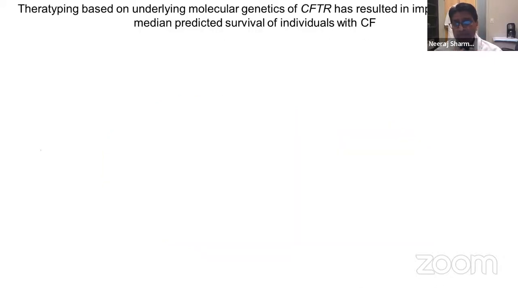So stay with me, because I'll walk you through this slide, which will become a little bit more complicated, but I will come back to these concepts later as well, so that it will be easy for you to understand. What I'm trying to show here is how our understanding of the molecular genetics of CFTR has resulted in the improvement of the median predicted survival of individuals with CF. And this concept could be called theratyping.